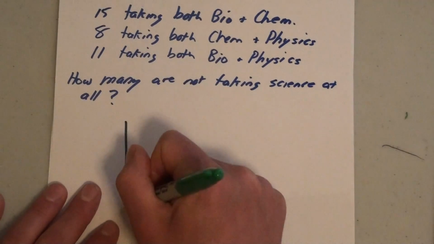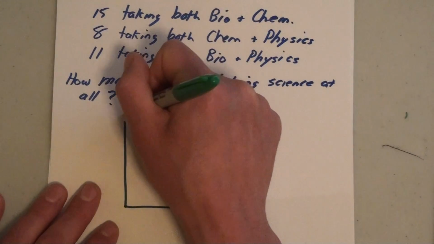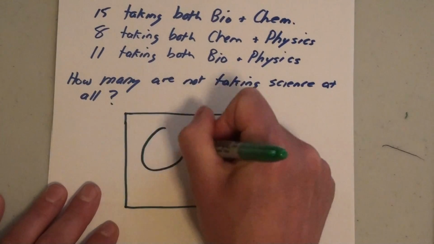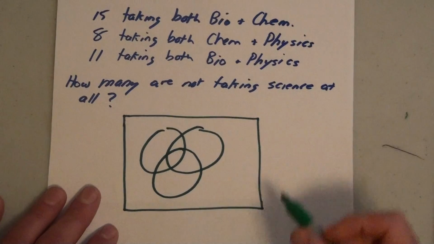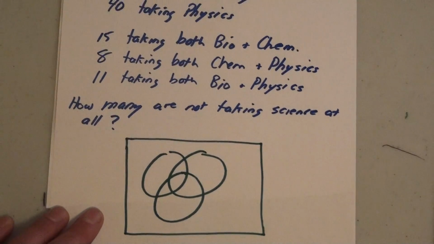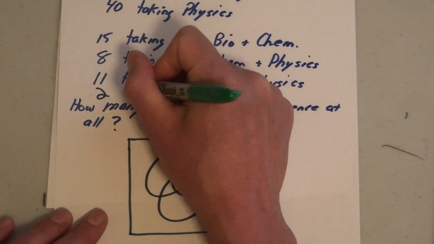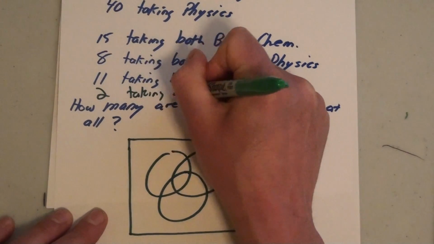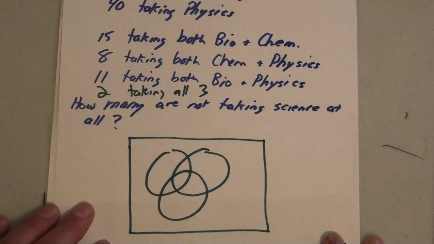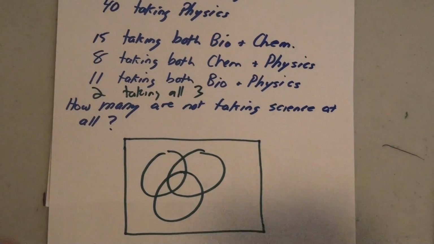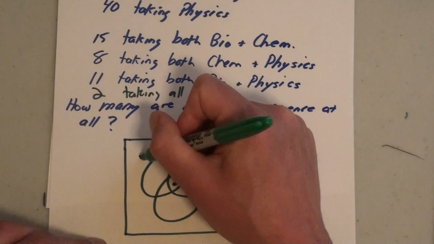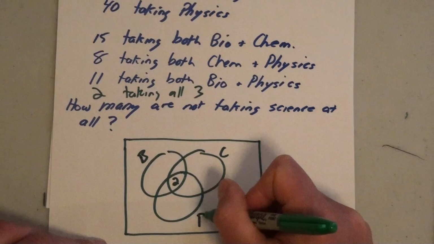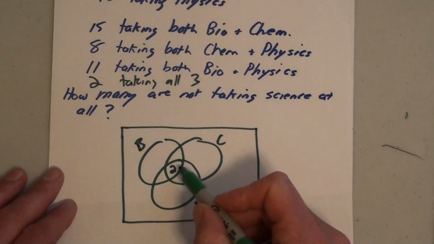So if I want to set up my Venn diagram, I want to have 3 circles, and I know all 3 of these circles are going to overlap because 2 are taking all 3. When I'm doing that, I'm going to start in the middle, right in the center. So I have 2 that are taking all 3. Now I'm going to label them: bio, chemistry, and physics. So I have 2 taking all 3.